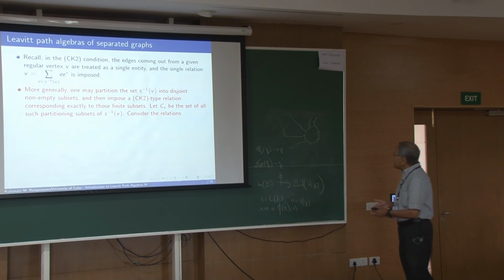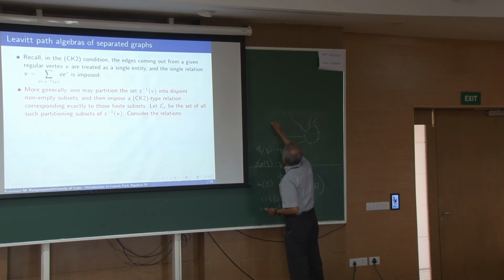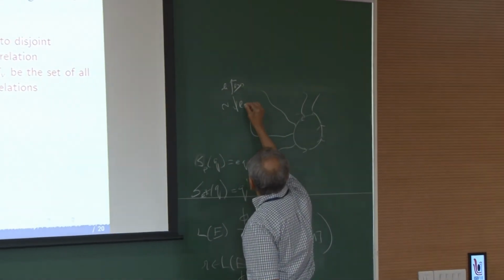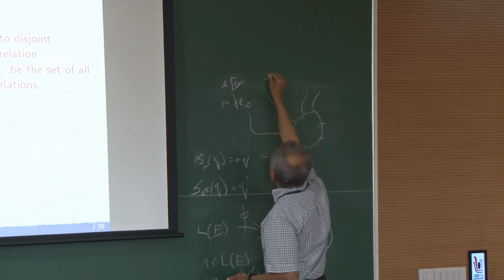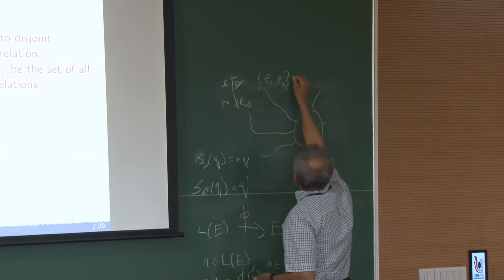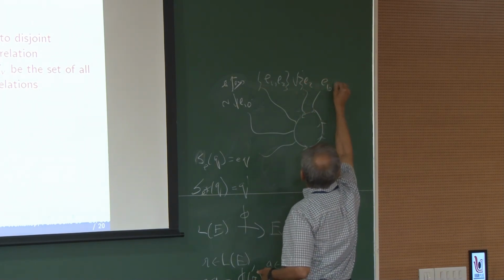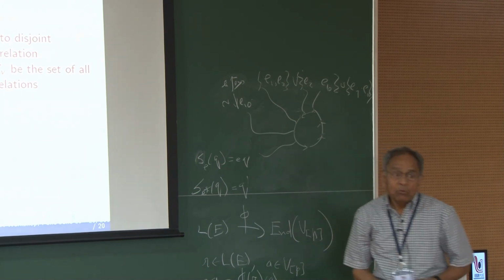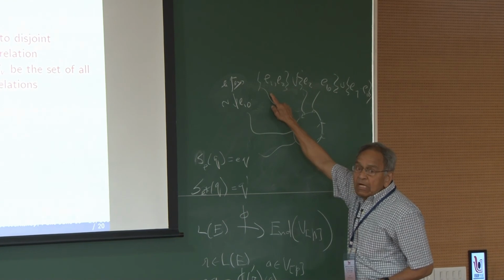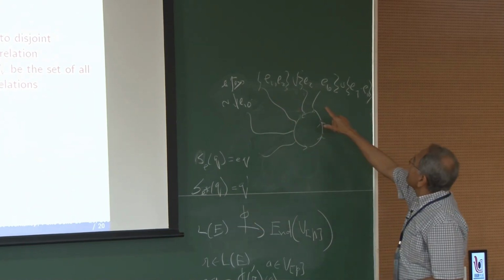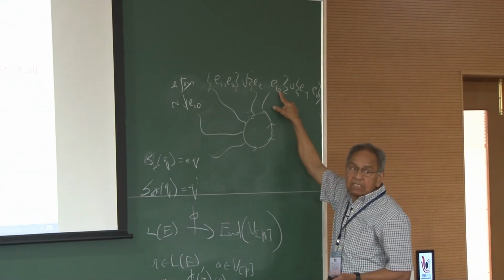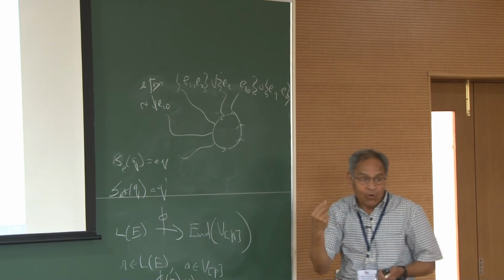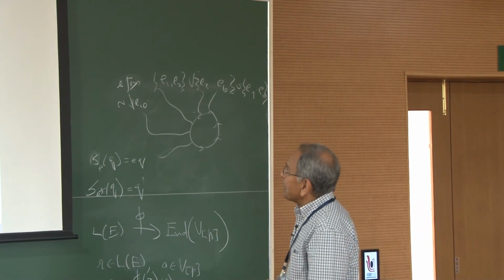For instance, if v emits, say, 10 edges e1 through e10, you partition them as {e1, e2} union {e3 to e6} union {e7 to e10}. Then you impose the condition that e1 e1 star plus e2 e2 star must be equal to v. e3 e3 star through e6 e6 star must also equal v, and e7 e7 star through e10 e10 star must equal v. So you have more relations, and you separate them out here.